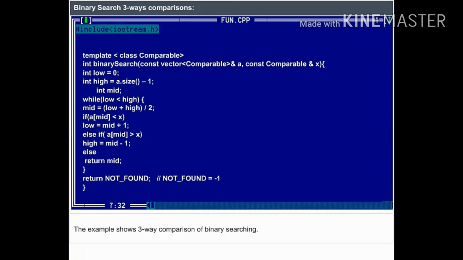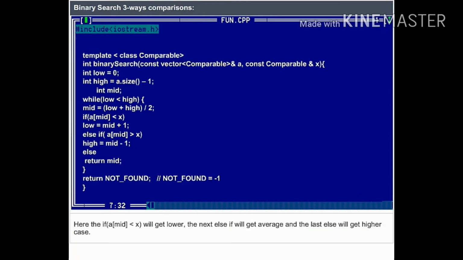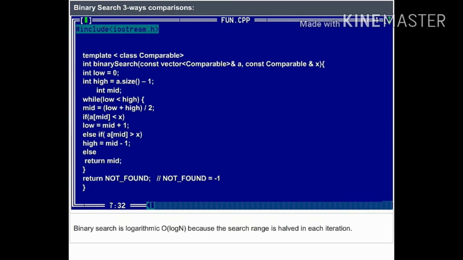Binary search three-way comparisons. The example shows a three-way comparison of binary searching. In this, it would be compared by using if conditions. Three if conditions will give three different outcomes. Here, if A mid is lesser than x, we go lower. The next else if handles the equal case, and the last else handles the higher case. Binary search is logarithmic, O of log n, because the search range is halved in each iteration.